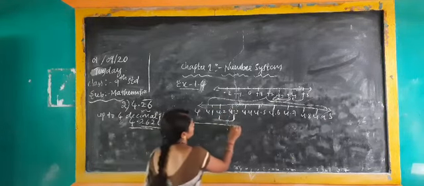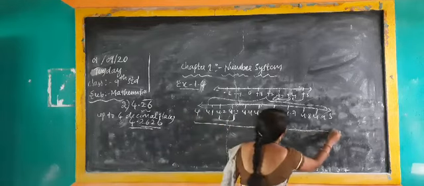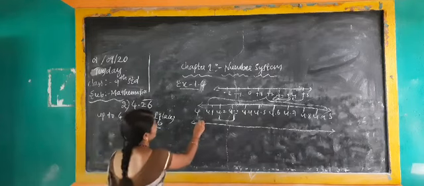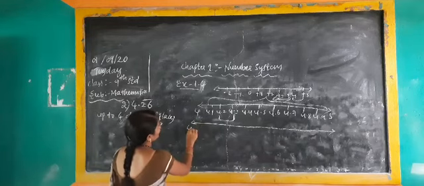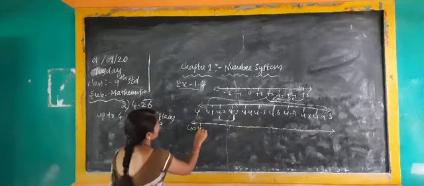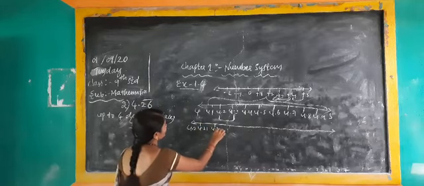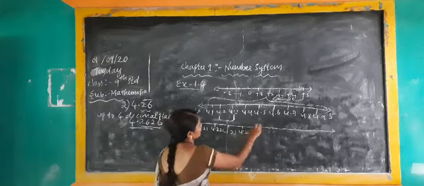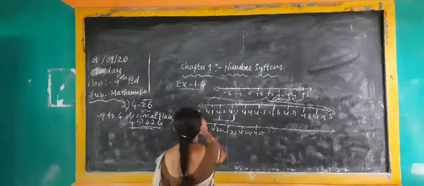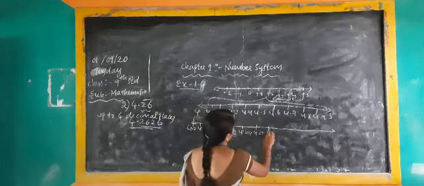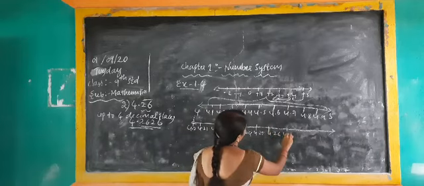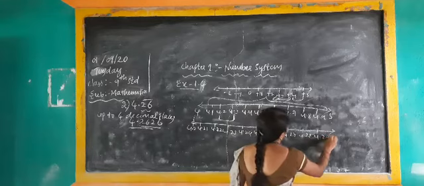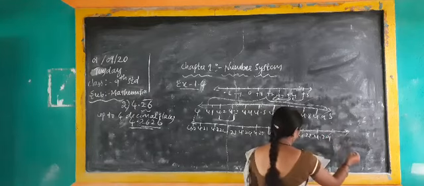Next draw the number line. Again I need the next digit, which should be 6. Like that you have to take. Means 4.2, here 4.21, 4.22, 4.23, 4.24, 4.25, 4.26, 4.27, 4.28, 4.29, 4.3.